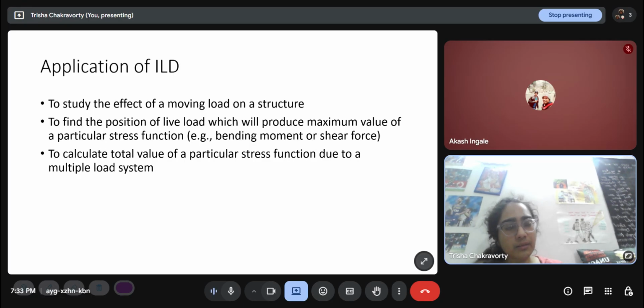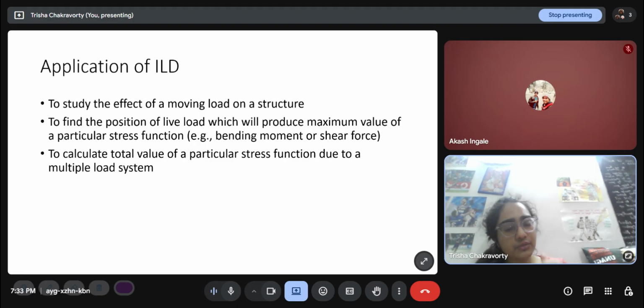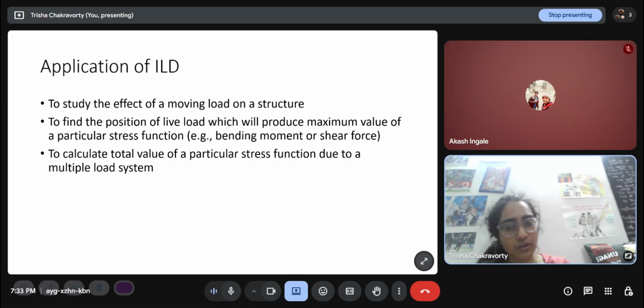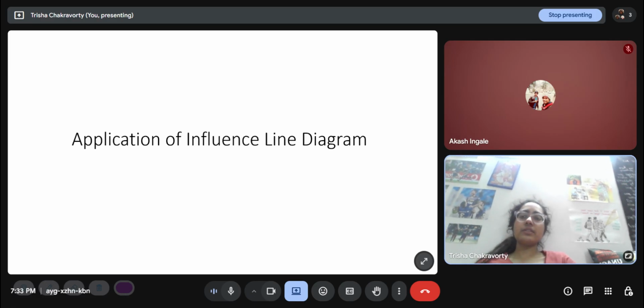So I need to find the maximum bending moment, maximum shear force at a particular section, and then I need to design my beam to withstand that. If it withstands the maximum, it will of course withstand everything that is less than it. And also to calculate the total value of a particular stress function due to a multiple load system. So this follows the principle of superposition, linear superposition.